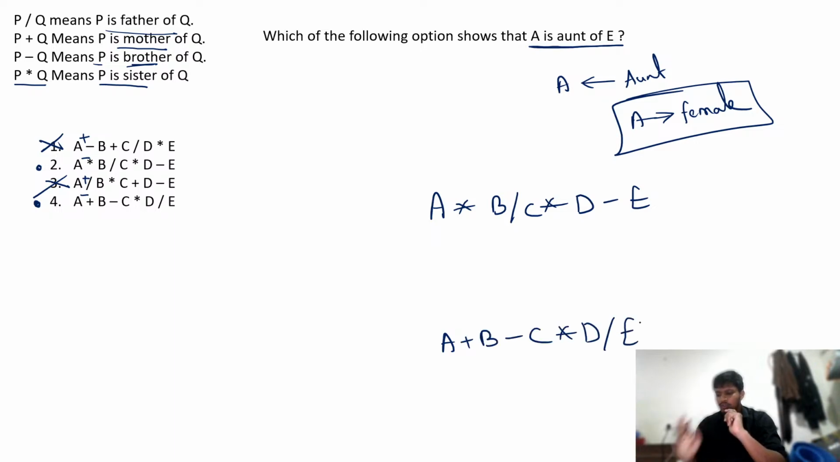Now we are left with 2 options. My simple question here is, if you are having 2 options, how many diagrams do you have to draw at max? I am repeating once again, you are left with 2 options, option 2 and option 4. If you are having 2 options, how many diagrams do you have to draw? Come on, tell me.